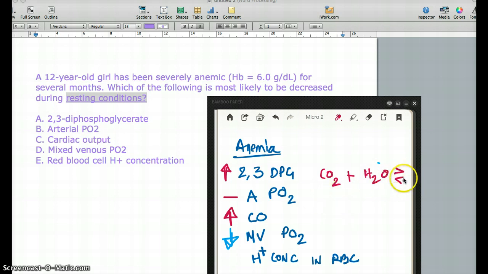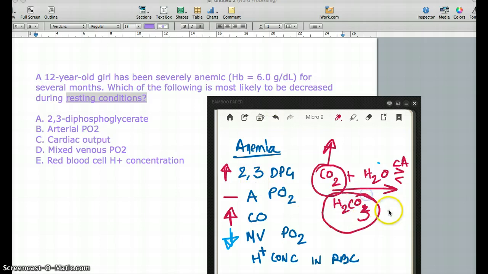a bidirectional equation forming H2CO3, and this is going to be carbonic acid. H2CO3 can move back to carbon dioxide, giving off carbon dioxide to be released from the RBC. So what happens when there is too much carbon dioxide in the artery? The equation shifts to the right, and we have more carbonic acid. And when we have more carbonic acid, there are more of these protons present in our RBC.